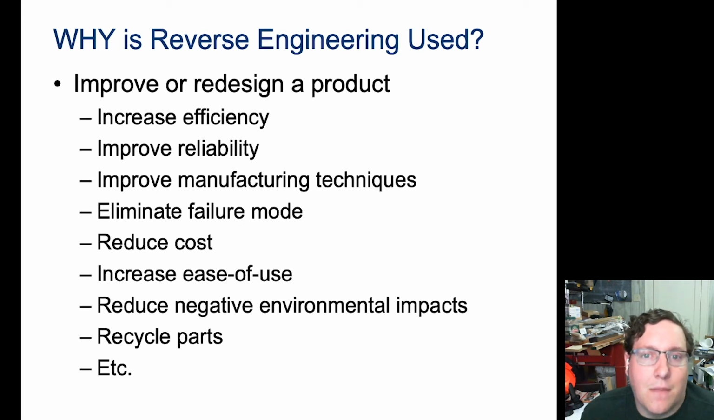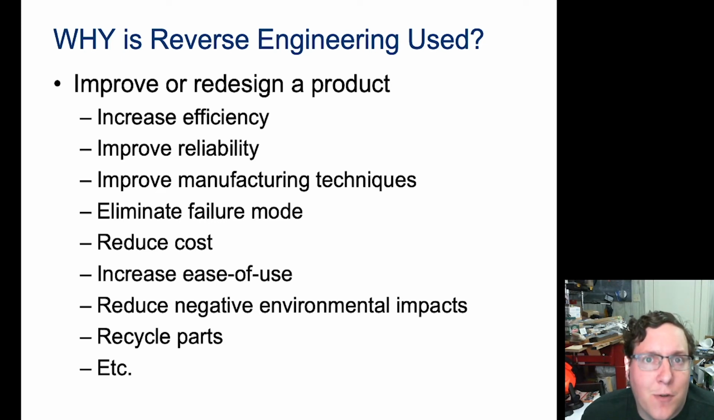a product. It could be making it more efficient, making it more reliable. Think about the iterations that go through in normal designs. A company will reverse engineer their own products to see what went wrong, to see how they can make it better. We can also see it used for improving manufacturing techniques. We can use it to eliminate failure modes. We can use it to reduce cost.